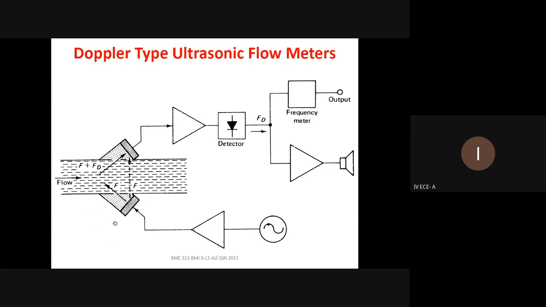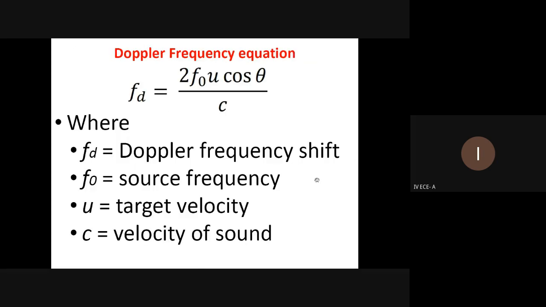The output is obtained with the help of a frequency meter. The Doppler signal of the pulsating blood flow can be heard with the help of a loudspeaker. Okay, it is through the loudspeaker.